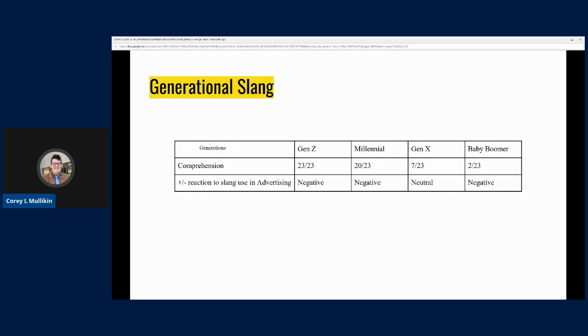Now, I'm not trying to be ageist here and saying that everyone's like this, but this is what research showed. So purely based off of my own research.